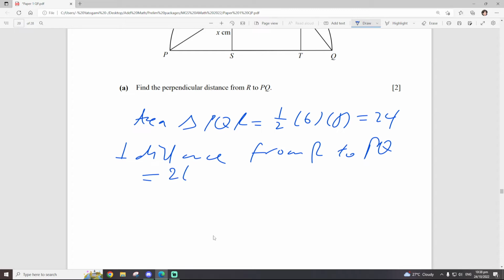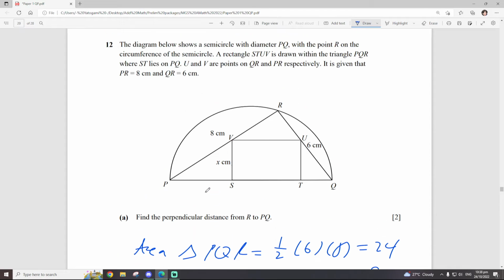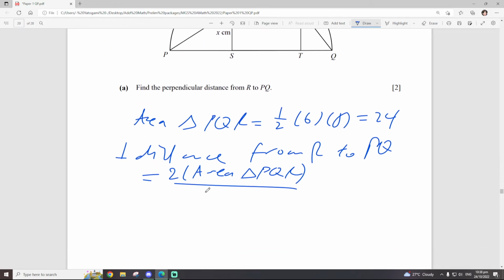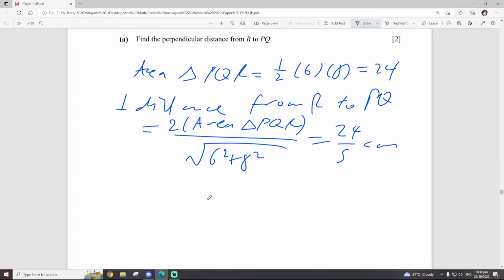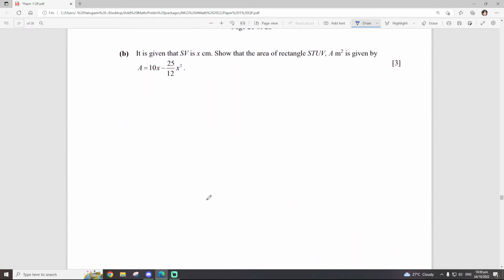is 2 times the area triangle PQR divided by PQ itself. PQ is the diameter, so by Pythagoras, this is square root of 6 squared plus 8 squared, which is 10 exactly, so this is 24 over 5. Okay, so 24 over 5 cm. It is given that SV is x cm, show that this is the rectangle of area STUV.